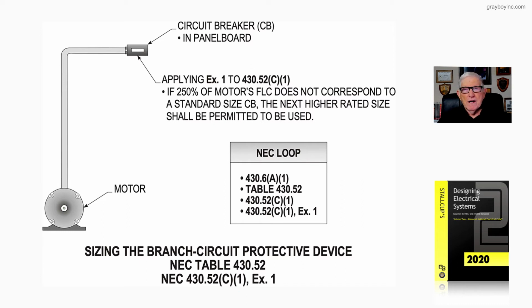430.52(C)(1) is a callout, and it basically says if the 250% does not correspond to a standard overcurrent device, we can select the next size in accordance with table 240.6(A) and round up above the 250%, if the 250% does not fall exactly on a standard size protective device in accordance with table 240.6(A).